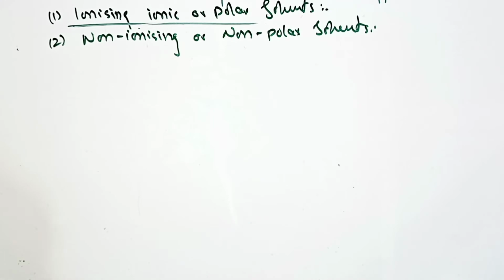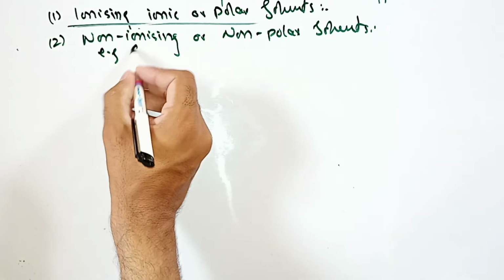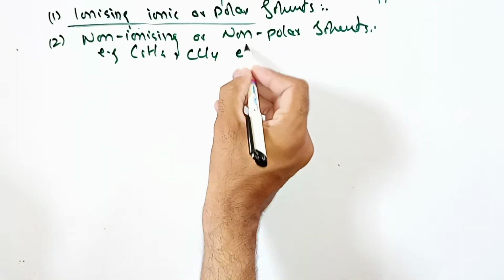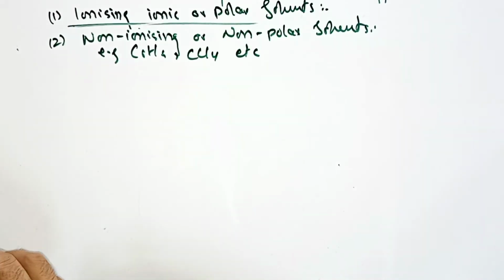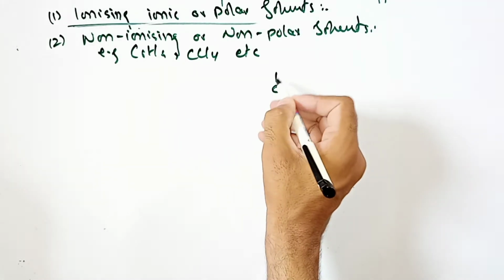Examples of this type of solvent are C6H6, CCl4, etc. These are all non-polar solvents, where no polarity is present. In CCl4, is there polarity present?